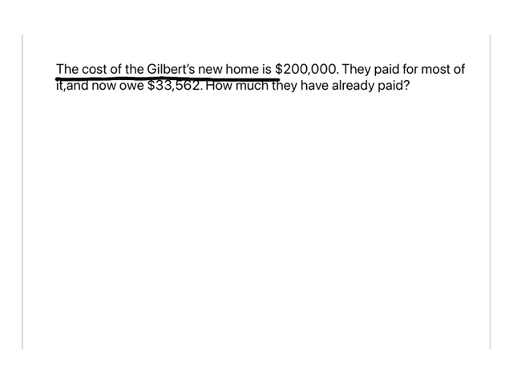The cost of the Gilberts' new home is $200,000. They paid for most of it and now owe $33,562. How much have they already paid? So in this question, what is given is the value of Gilberts' new home, and also how much they owe. Owe means the money that they still have to pay. What we have to find here is how much money has already been paid.